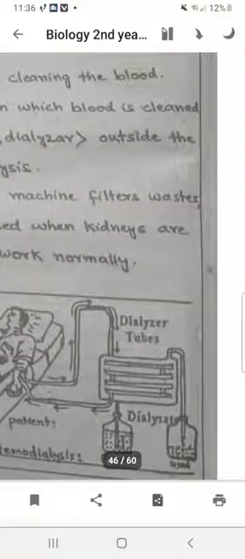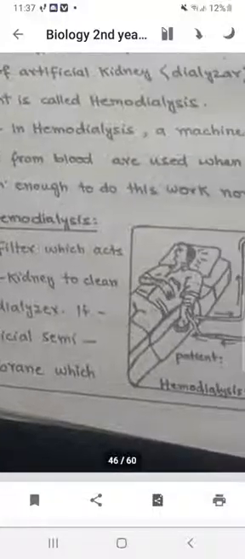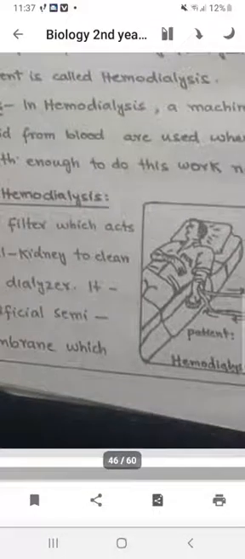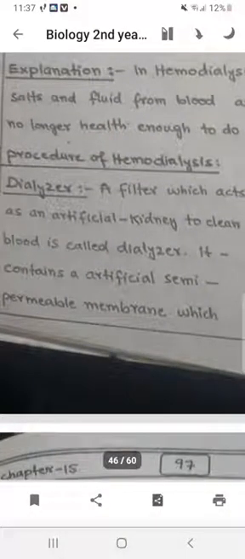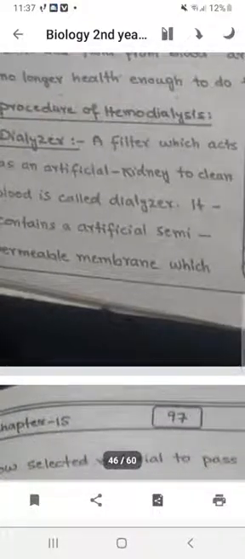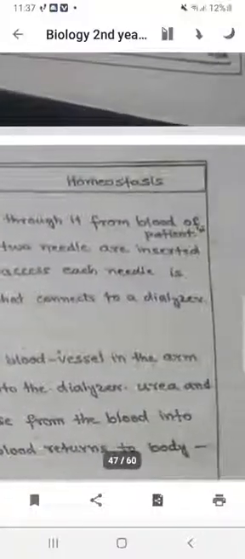In hemodialysis, a machine filters waste, salts and fluid from blood. It is used when kidneys are no longer healthy enough to do this work normally. Procedure of hemodialysis. A filter which acts as an artificial kidney to clean blood is called a dialyzer. It contains an artificial semi-permeable membrane which allows selected material to pass through it from the blood of the patient.